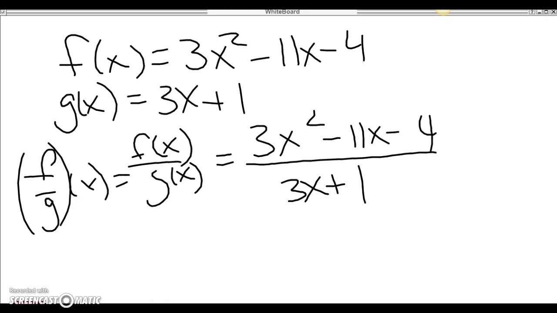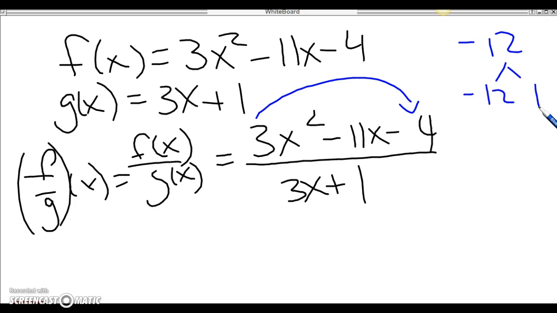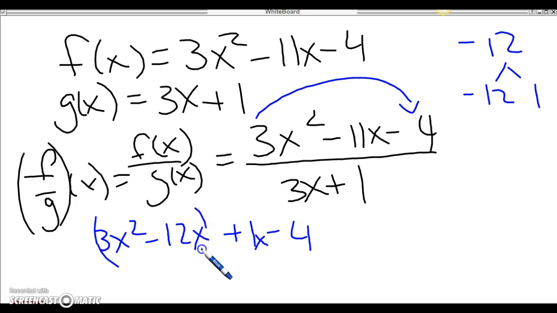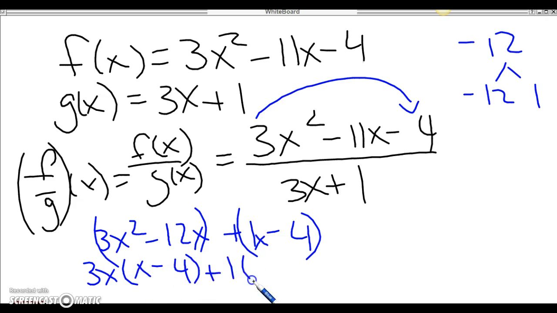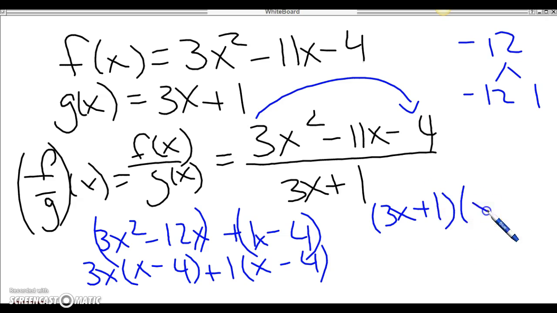Let's do it over here in blue so that we don't get confused. And so when I factor, I'm going to multiply here and I get negative 12. And my factors of negative 12 that equal negative 11, when I add them, are going to be negative 12 and positive 1. So I get 3x squared minus 12x plus 1x. So when I factor it, I get 3x times x minus 4 plus, it's an invisible 1 here, times x minus 4. So I get 3x plus 1 times x minus 4, and that should go up top. So that's what that is equal to.